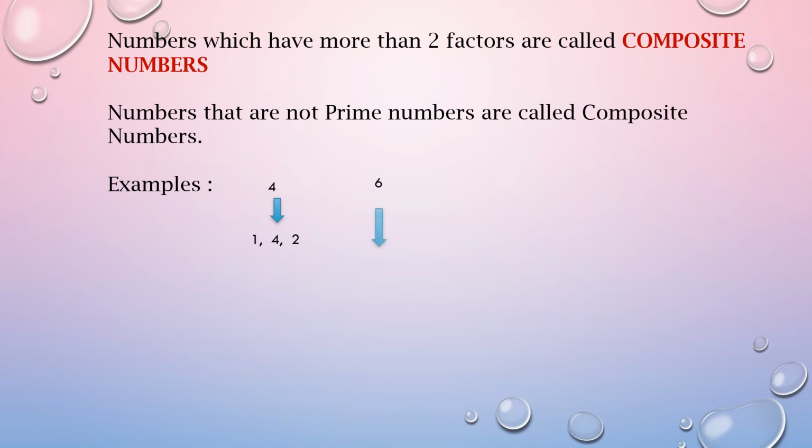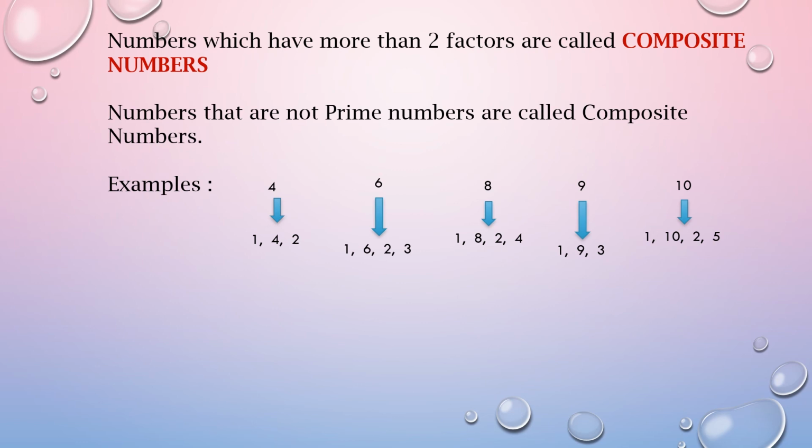6. 1 sixes are 6, 2 threes are 6. 6 has 4 factors. The number 8, let's see. 1 eights are 8, 2 fours are 8. More than 2 factors, so it's a composite number. 9. 1 nines are 9, 3 threes are 9. 3 factors, it's a composite number. 10. 1 tens are 10, 2 fives are 10. So can you see these numbers 4, 6, 8, 9 and 10 have more than 2 factors. So numbers which have more than 2 factors are called composite numbers.